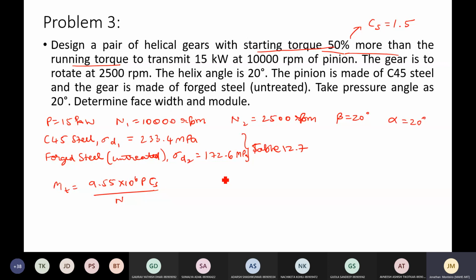Second, the I value you can directly find out, that is N1 by N2. In this case it is 10,000 by 2,500, which is 4. It can be used for any other calculations also, because this is also equal to D2 by D1 and also equal to Z2 by Z1.